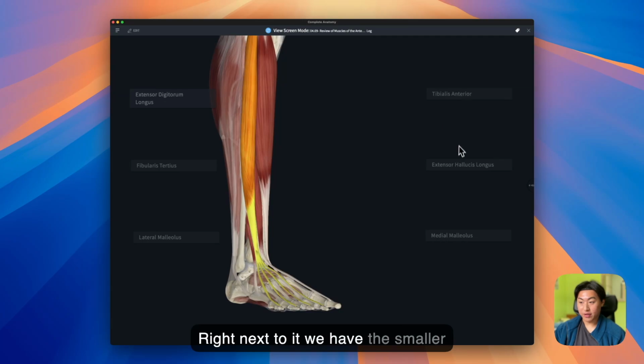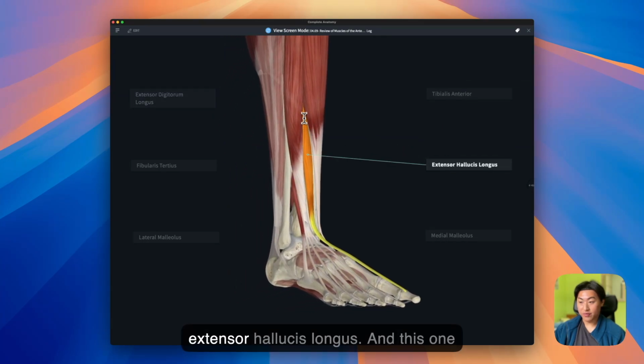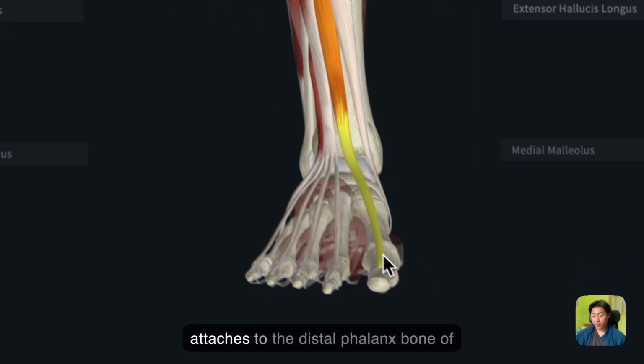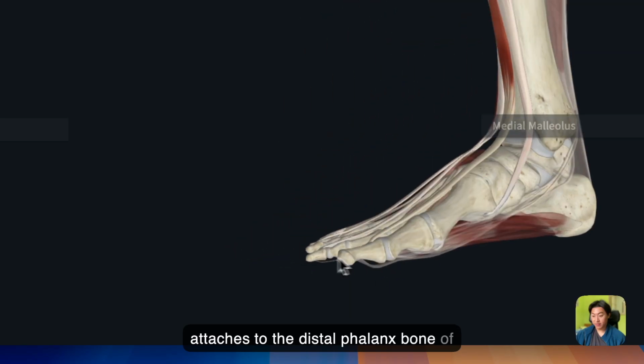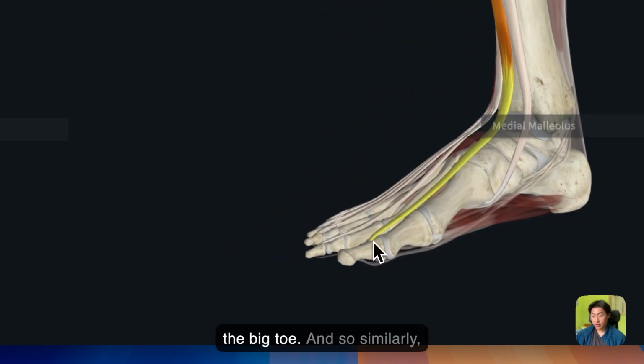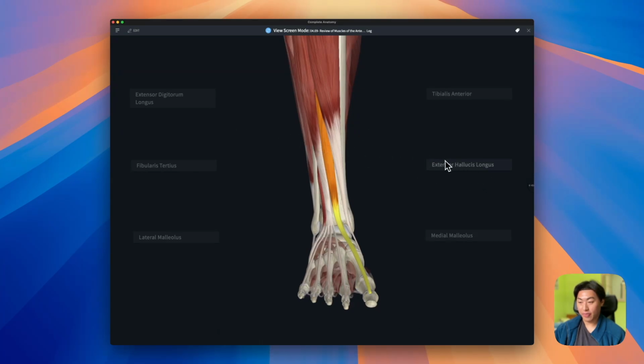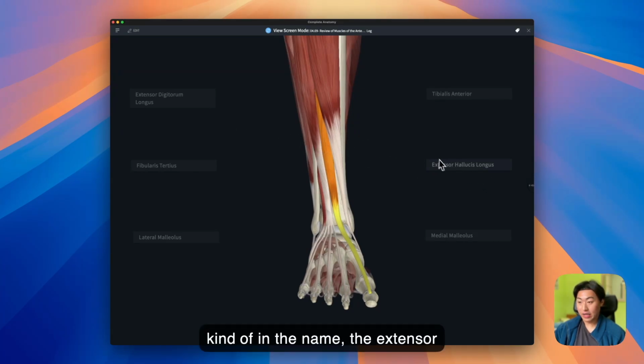Right next to it, we have the smaller extensor hallucis longus, and this one attaches to the front of the fibula at the middle part. And you can see, compared to the digitorum longus, it attaches more distally or lower on the leg. And then it runs down and attaches to the distal phalanx bone of the big toe. And so similarly, it's kind of in the name, the extensor hallucis longus extends the big toe, and hallucis just means big toe.